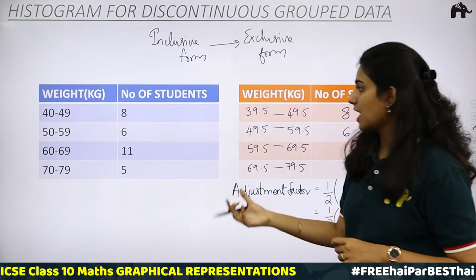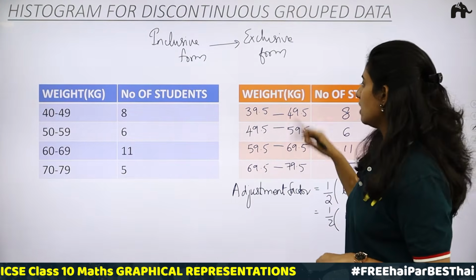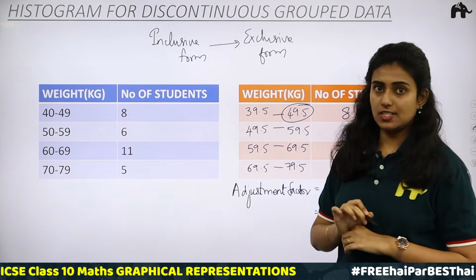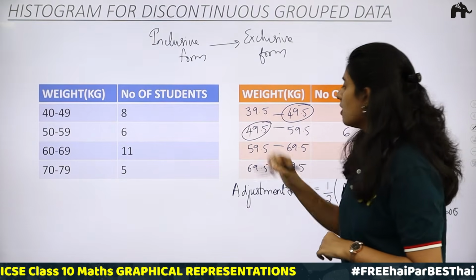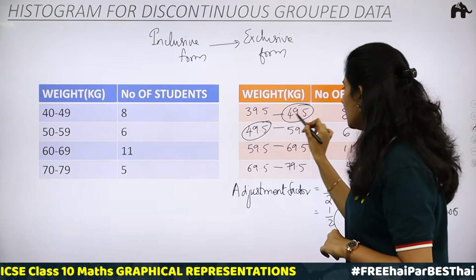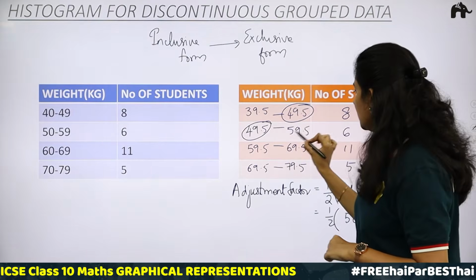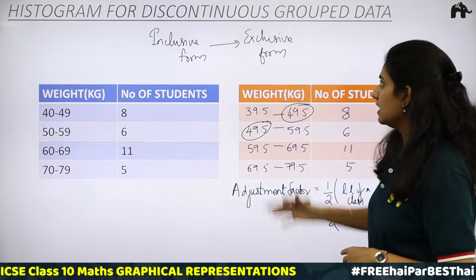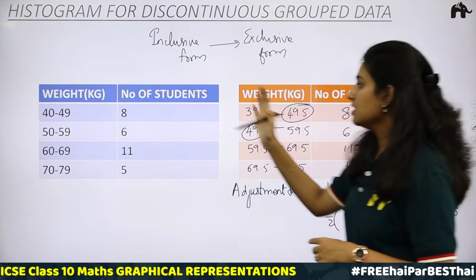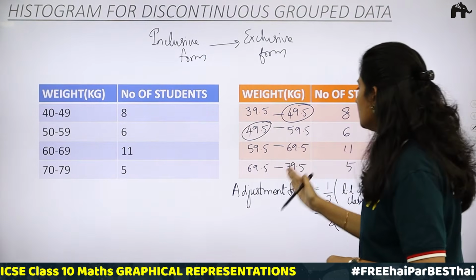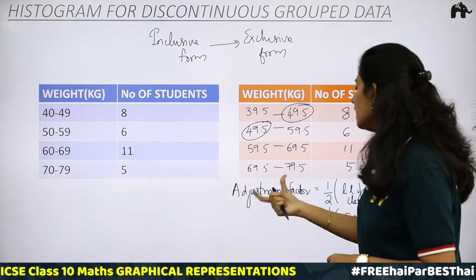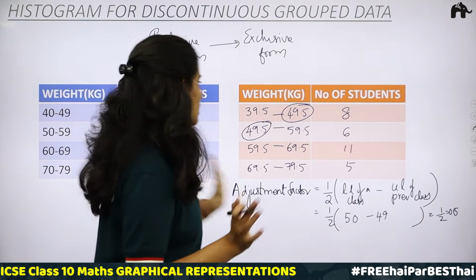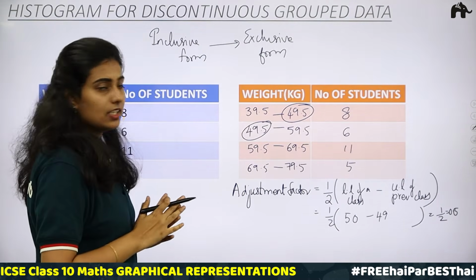When you added and subtracted, that is subtracted from the lower limits and added to the upper limits, what happened? Here the upper limit of the first class and the lower limit of the second class had become equal: 49.5, 49.5, 59.5, 59.5. We can plot the histogram easily. So this discontinuous group data is converted to a continuous form using the adjustment factor, and then we can easily draw the required histogram.